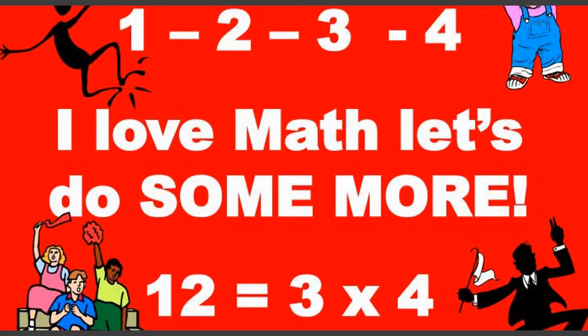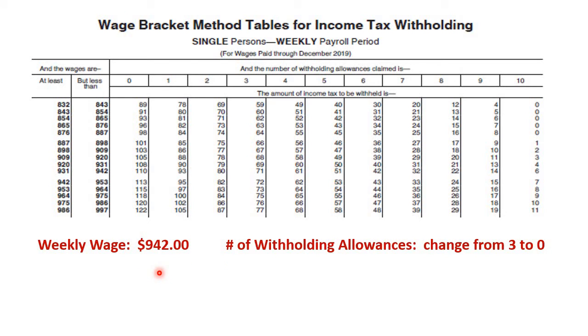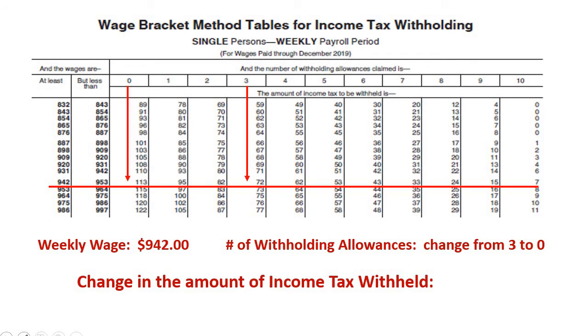Boom, got that answer. Oh yeah, we love doing this. So let's get some more of this going. I have 942 again, and I'm changing from 3 to 0 allowances. First thing I'm going to do is find that row. Which row has the 942? Then I look at each one independently. 3 gives me 72. 0 gives me 113. Now I want to find the change in the amount of income tax withheld. What is that amount of change? Good, $41. There it is.